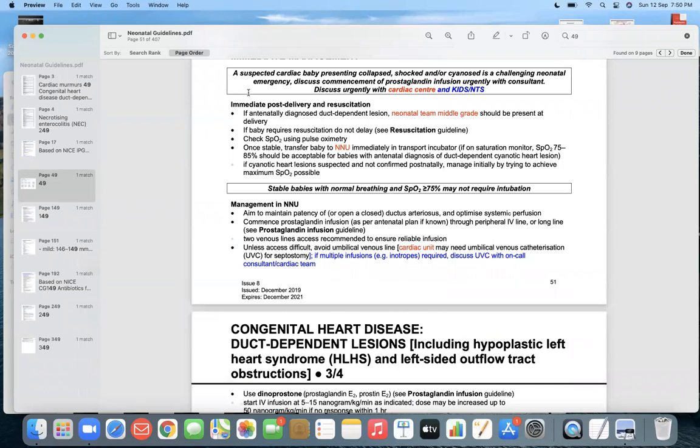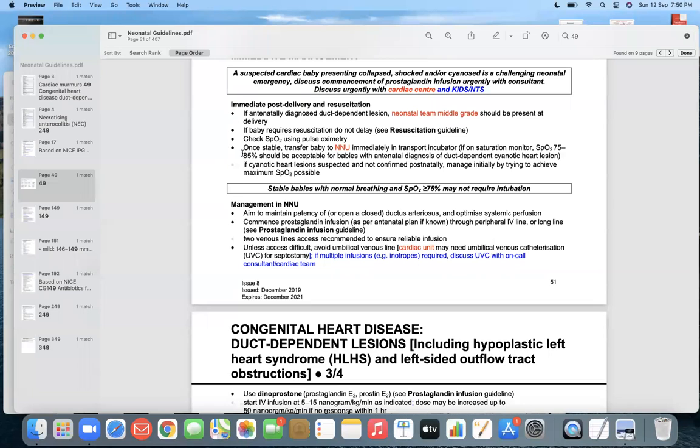So immediate management: a suspected cardiac baby presenting with collapse, shock or cyanosis is a challenging neonatal emergency. Discuss commencement of prostaglandin infusion urgently with consultant. Discuss urgently with cardiac center. Immediate post-delivery, I think this much is enough. Beyond that, we have discussed last time the dinoprostone and everything.